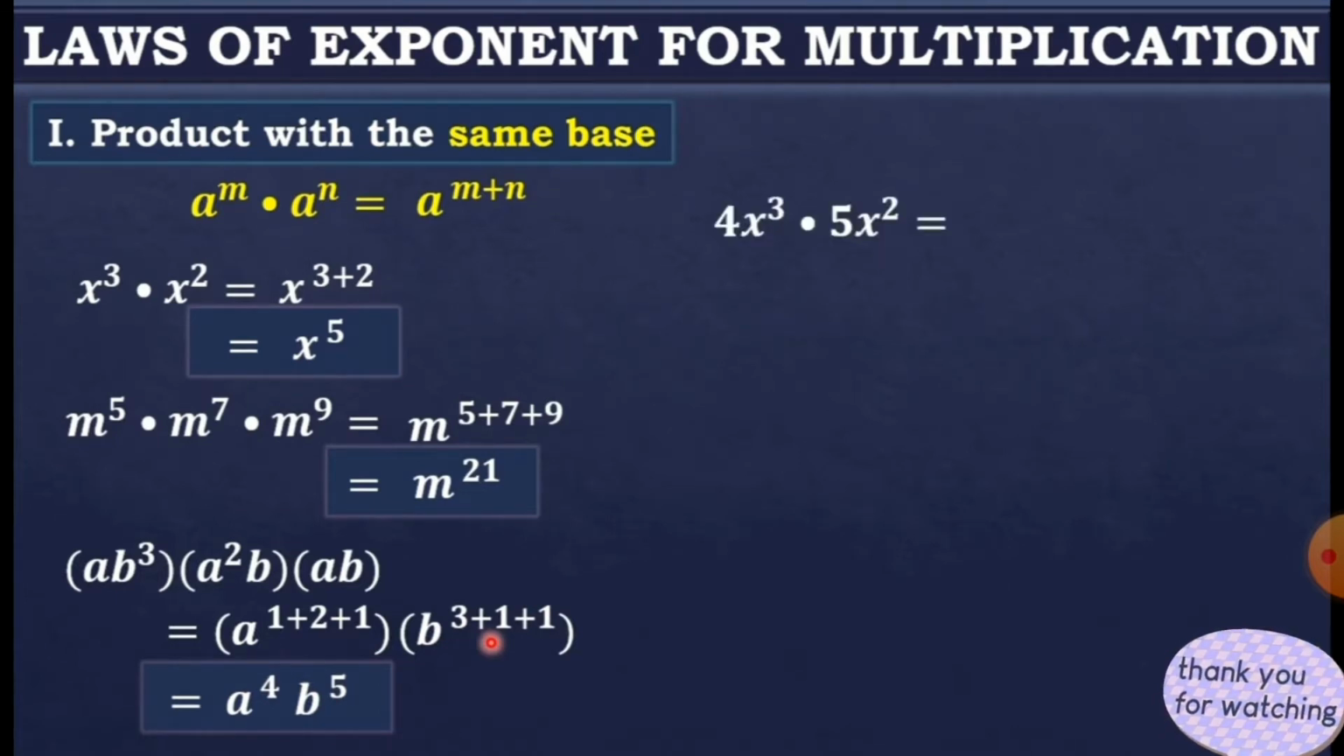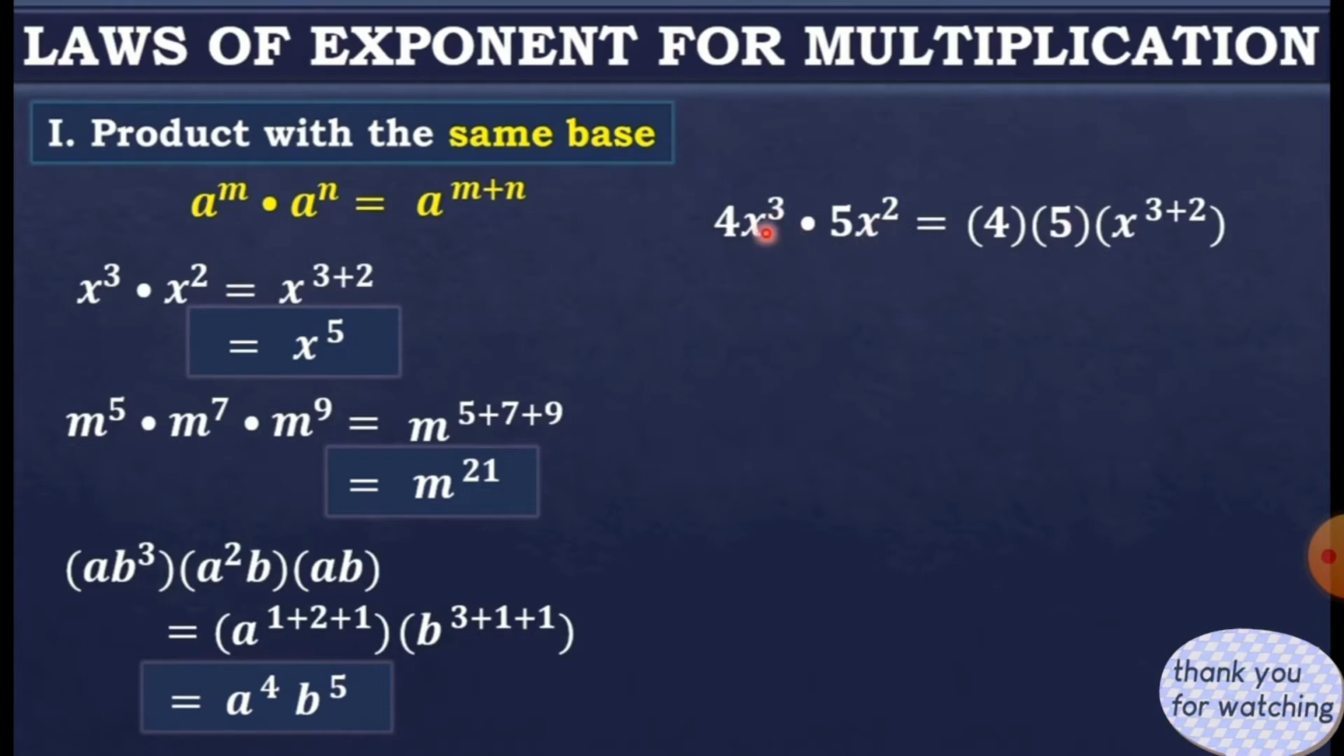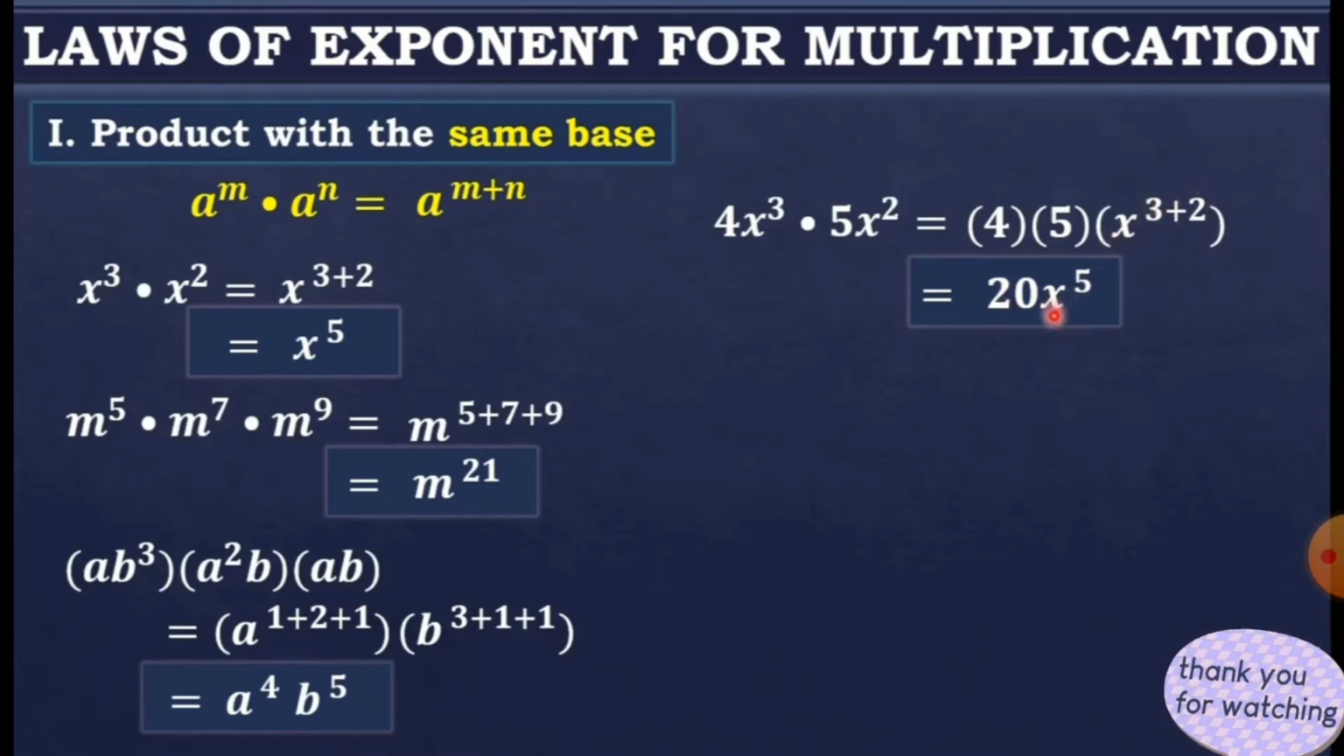Next example, we have 4x cubed times 5x squared. So first, we have to multiply the constant numbers or the numerical coefficient. So that's 4 and 5. So 4 times 5. Then copy x, that's the common base, the common variable. Then you add exponent 3 plus 2. So the final answer is 20x to the 5th power.